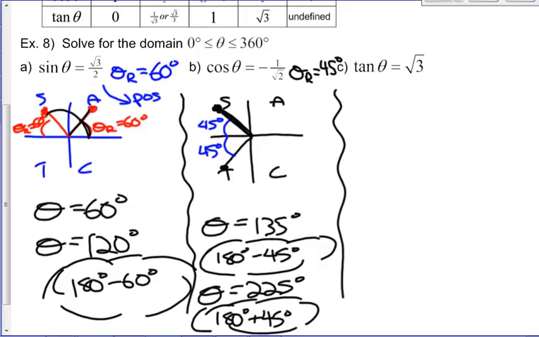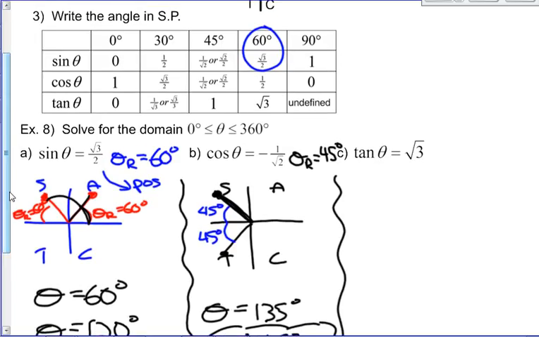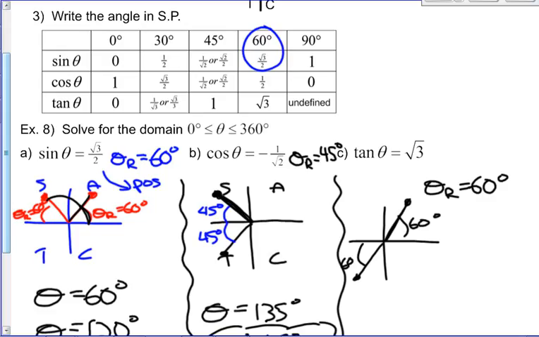Very last one. Tan theta is root 3. So that means we're talking about a reference angle of 60 degrees. I'm going to sketch it. It's positive, so tangent is positive in this quadrant. And it's positive in quadrant 3. That's where you have your T. What are these actual angles? Well, they're 60 degrees and 180 plus 60, or 240. Having that sketch is really going to help us.